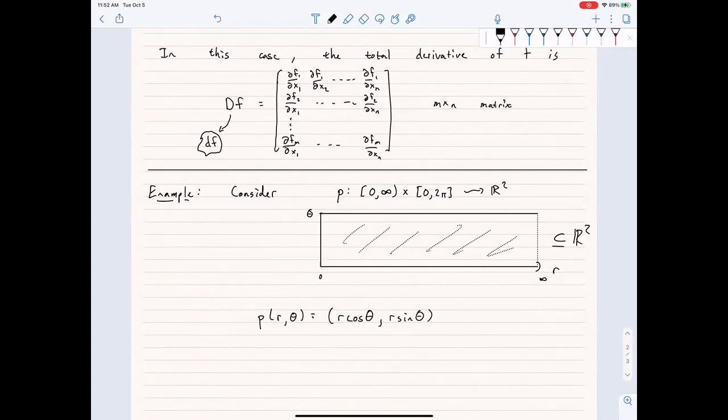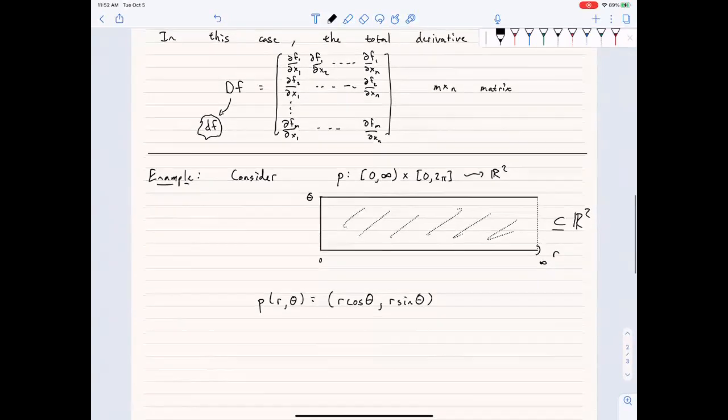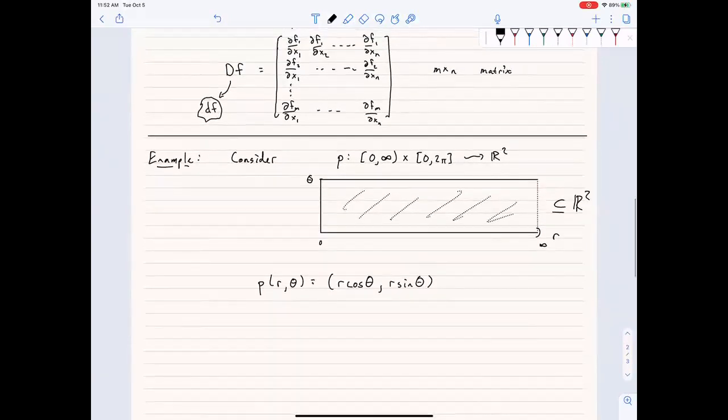Let's take its total derivative. It's differentiable. Let's take its total derivative. So this guy here is going to be our, say, P1 of R, theta. This is going to be P2 of R, theta. So if I want the derivative of P, well, I've got two variables and I've got two functions, so it's going to be a 2 by 2 matrix. And we can write it out sort of abstractly first.